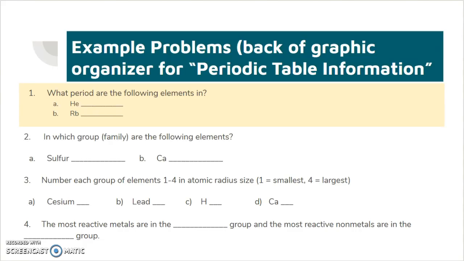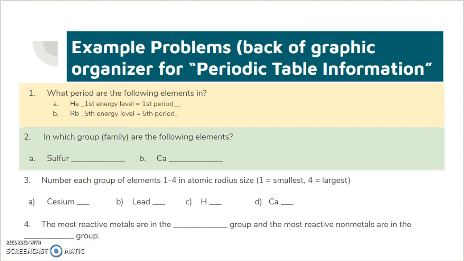Remember, the word period means rows on the periodic table. So since helium is on the first row, we would say it's in the first period, which is the same thing as the first energy level. So that would be the answer for that one. And rubidium, you look, it's all the way on the left. It is down on the fifth row if you count from the top down to rubidium. So that's the fifth energy level or the fifth period. So those are our answers for the first question.